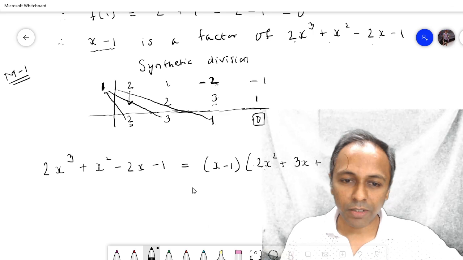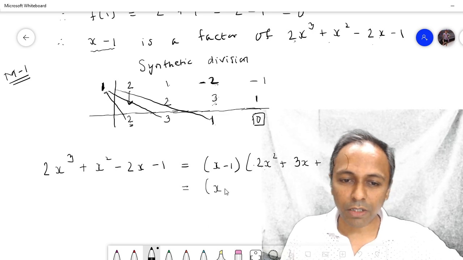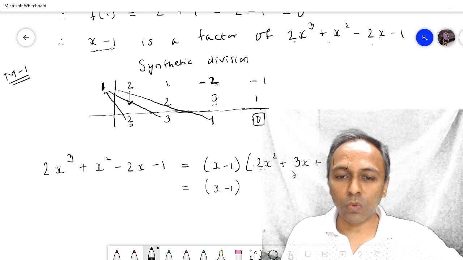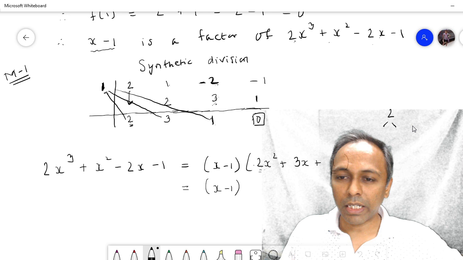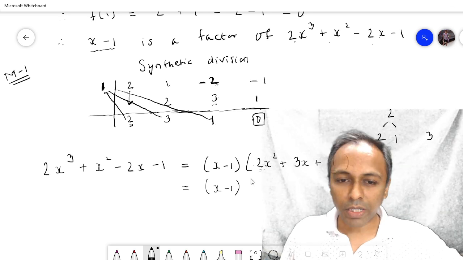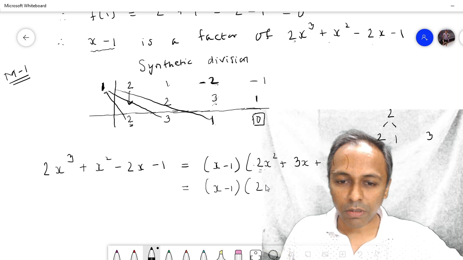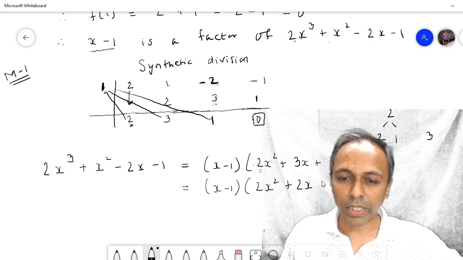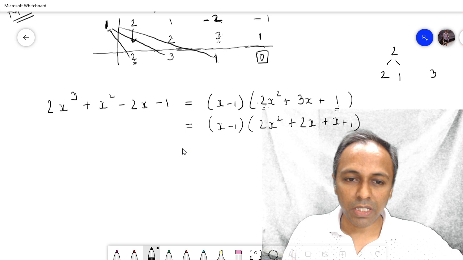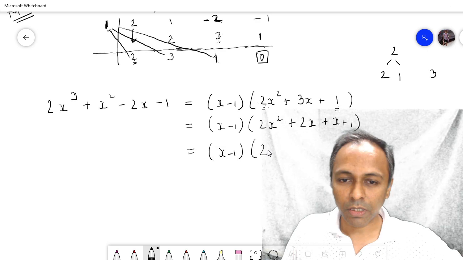This is a quadratic, and you know how to factorize a quadratic by splitting the middle term. So 2 into 1 and the middle term is 3. Factors are 2 and 1. This you can manage on your own. Okay, let me write it. 2x square plus 2x plus x plus 1. This becomes equal to x minus 1 into 2x common x plus 1 plus 1 common x plus 1.